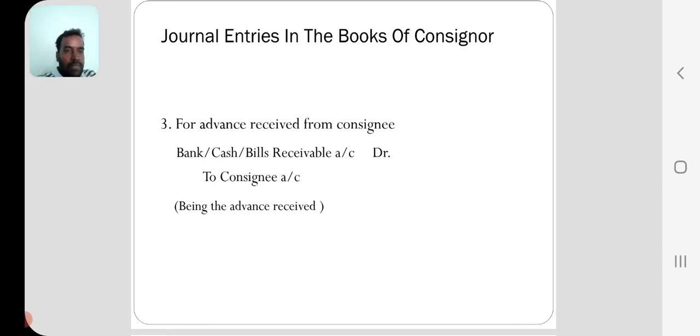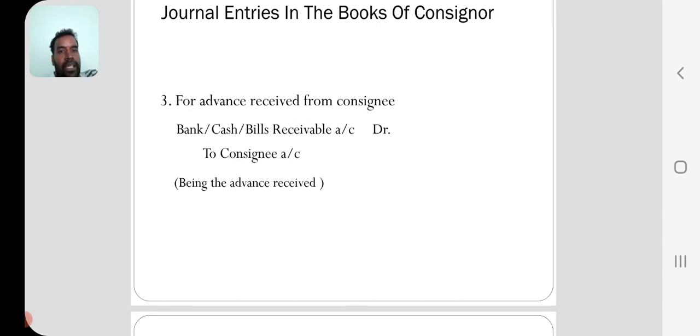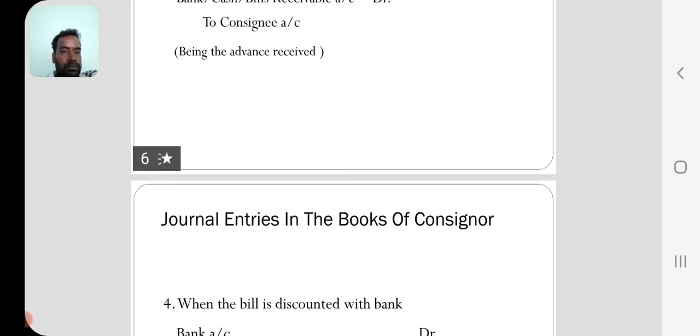Advance received from consignee. Who will receive the advance? The consignor will receive the advance from the consignee. Bank account, cash, bills receivable account debit to consignee account. So in bank account or cash account or bills receivable account debit side, we have to write "to consignee" and write the amounts. The narration is: being the advance amount received.